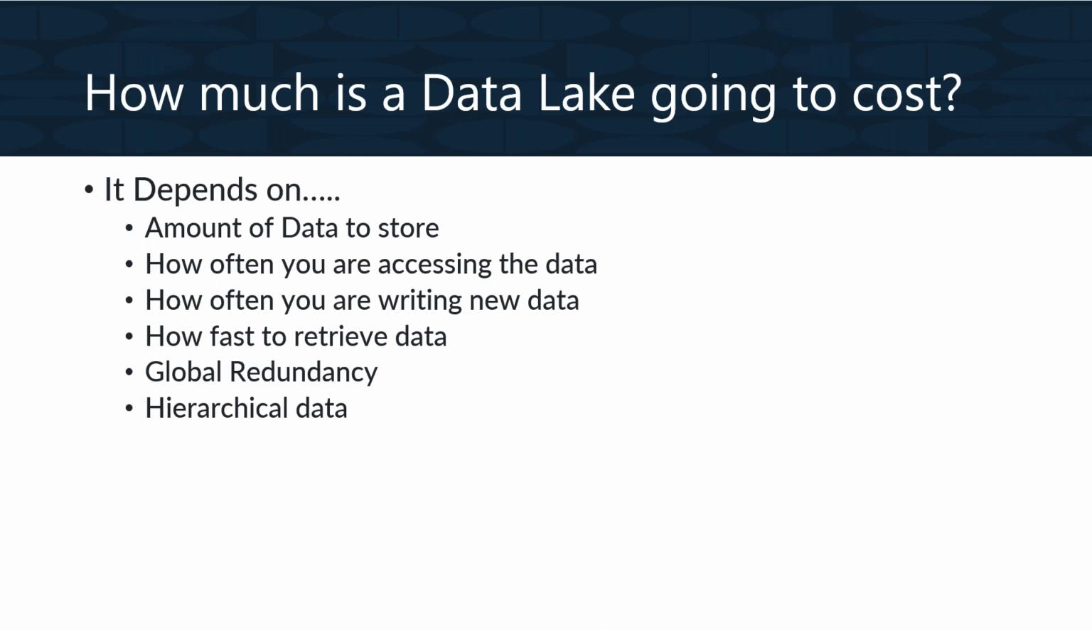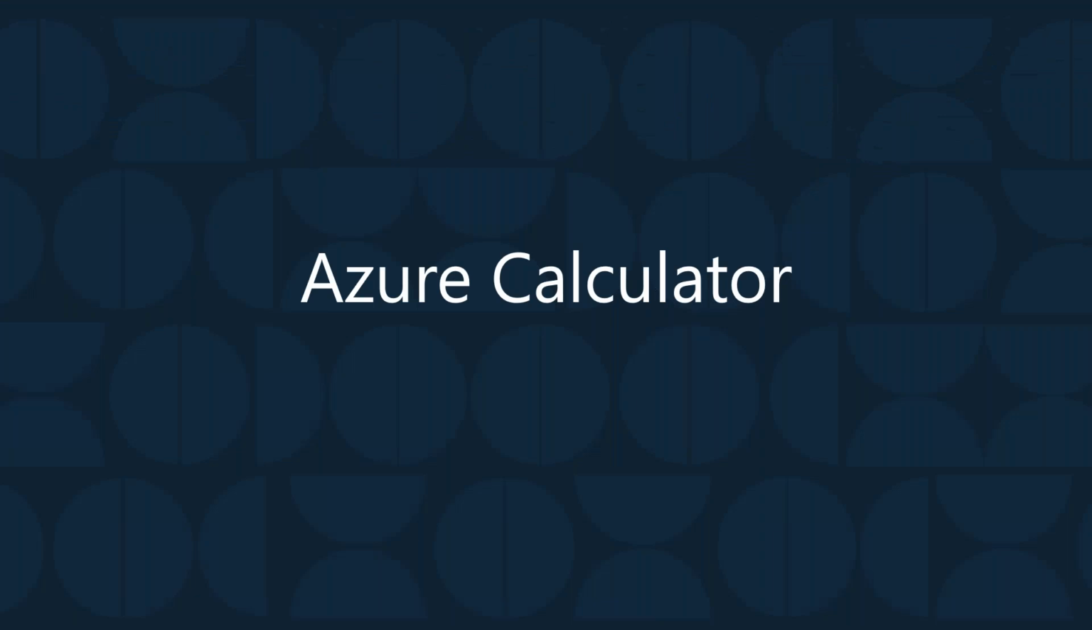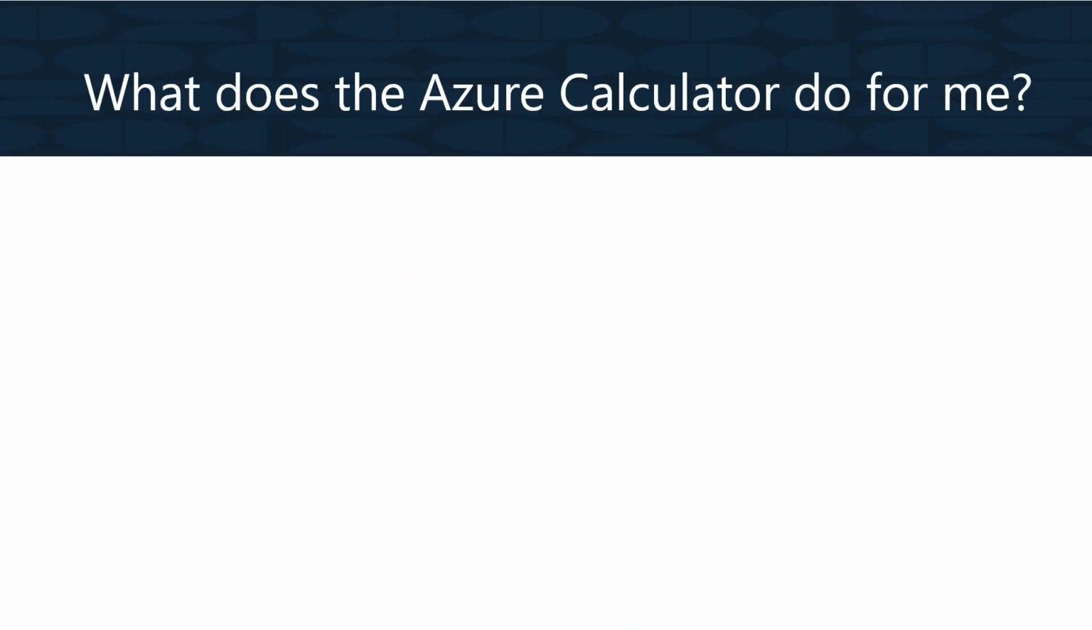So I haven't given you any numbers yet. How do we get to some numbers? Well, this is where Microsoft's Azure calculator comes in. And so what does this calculator do for me, right? What does it actually do?